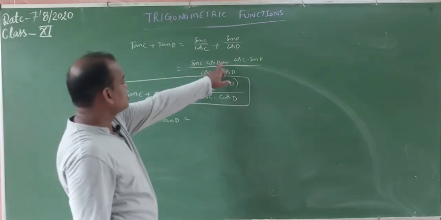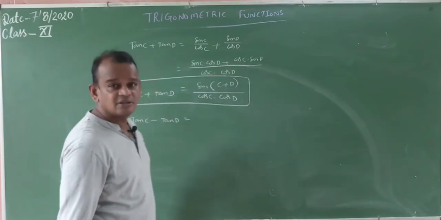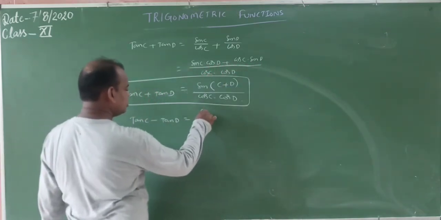Tan C minus tan D, what happens? Here it is 100% minus. Sin A cos B minus cos A sin B is sin of A minus B. That gives the formula.